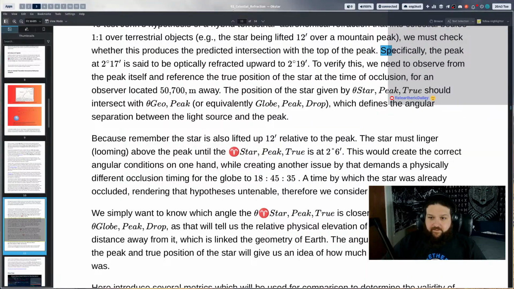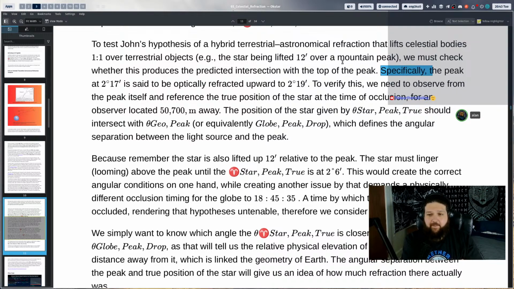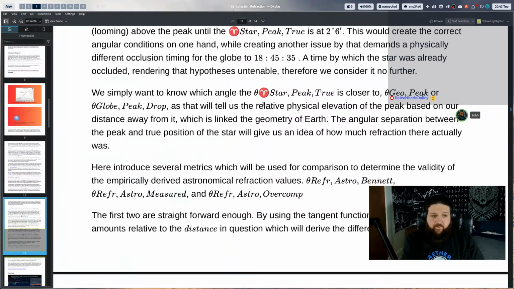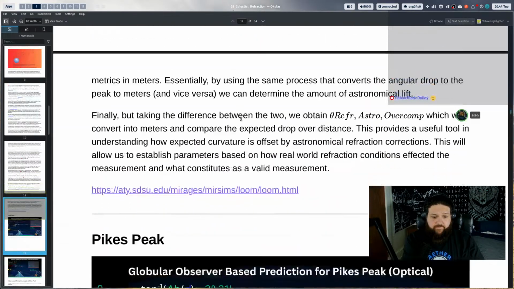All right. Specifically, let's see, where were we? Going over the refraction amount. To see if that hypothesis is true or not, whether it can lift it up 1 to 1, we need to reference the position at the peak, do a little subtraction, and from there we can determine which is correct.